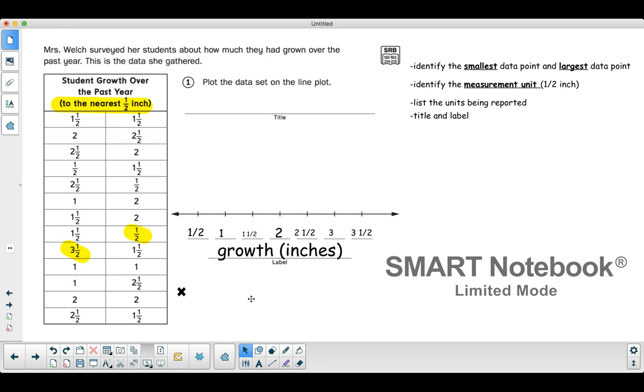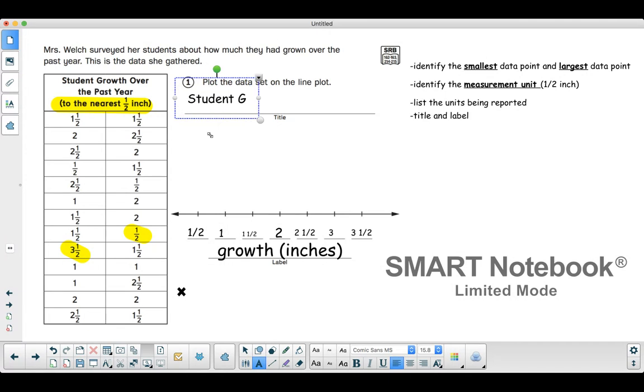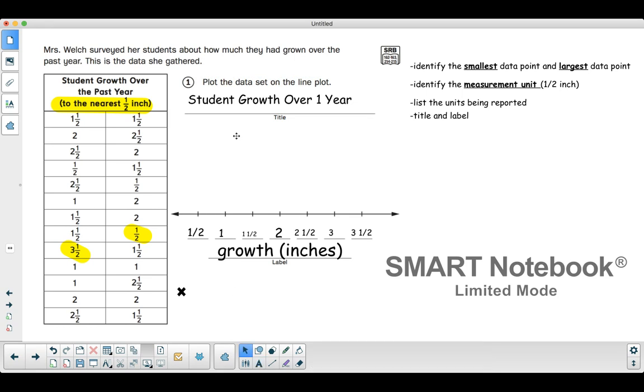Once you have your horizontal axis labeled, you can also then go ahead and create a title for your graph. So the title for our graph is going to be Student Growth over 1 year. Okay, and that title just describes the data set that we will be plotting.